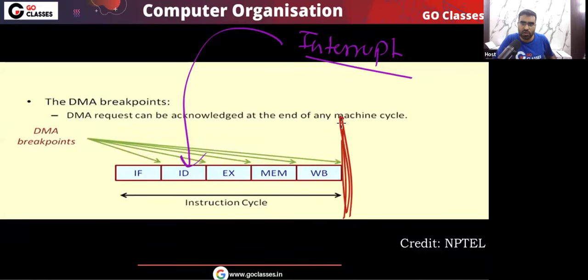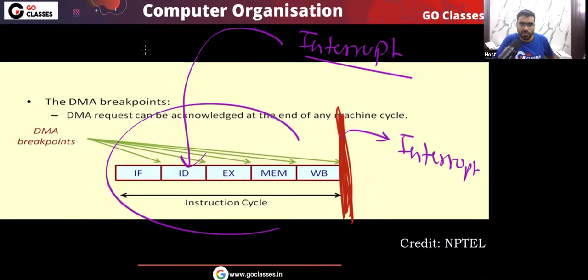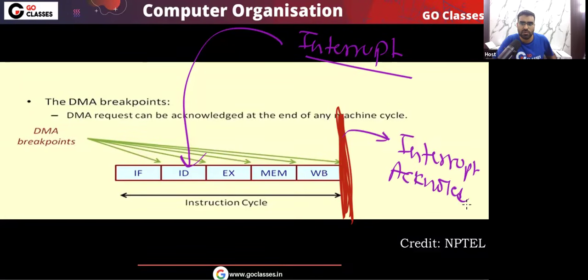The interrupt is acknowledged at the end of the instruction. In the last lecture we already saw that the interrupt cannot be acknowledged in between while the instruction is executing. Have you forgotten the last lecture? I told you that the CPU will fetch, execute, and at the end of the instruction execution, the CPU will check for the interrupt. If there is an interrupt, the CPU will save its work, jump to the ISR, come back, and resume its work.